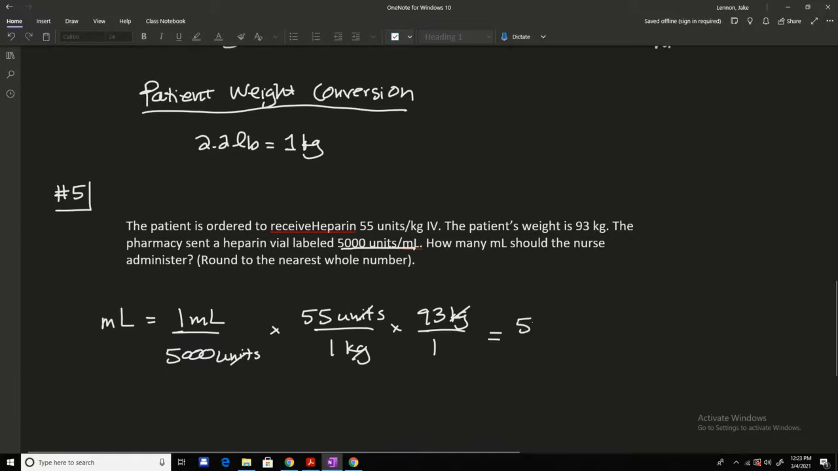So I end up with 5,115 over 5,000. They say the nearest whole number, and that just comes out to 1. So this is 1 milliliter.